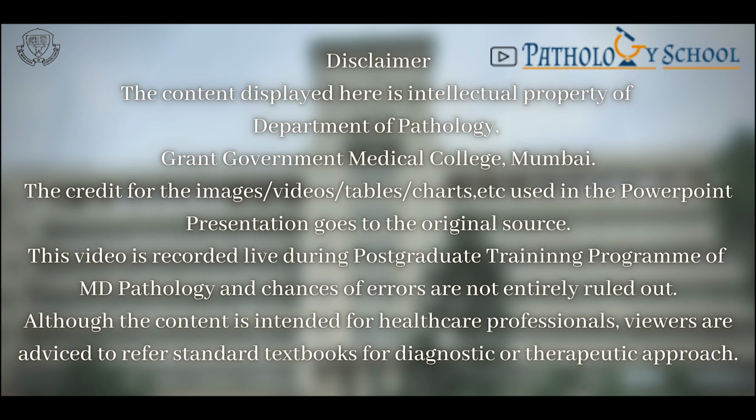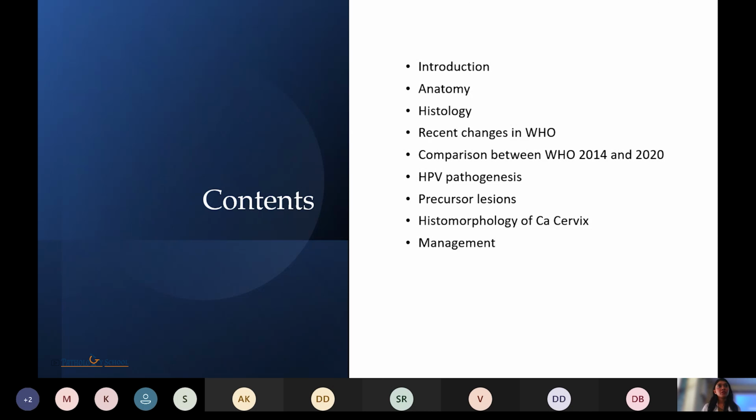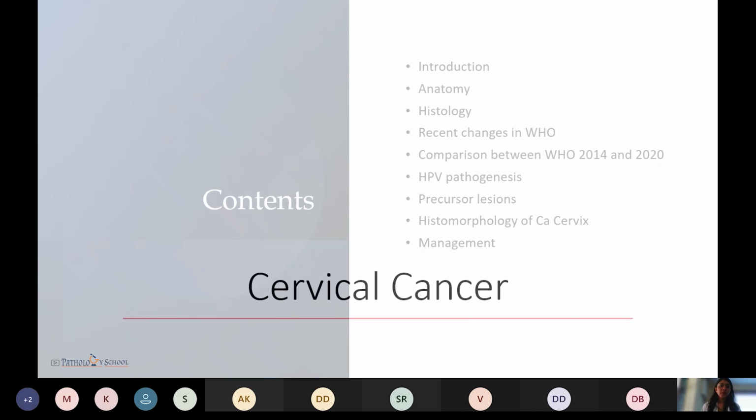Today, we'll be talking about the anatomy and histology of cervix, the recent advances that have been included in this WHO 2020. We'll be seeing a brief comparison between WHO 2014 and 2020, human papilloma virus pathogenesis and precursor lesions caused in the cervix. We'll be looking at the histomorphology of carcinoma cervix, followed by the management.